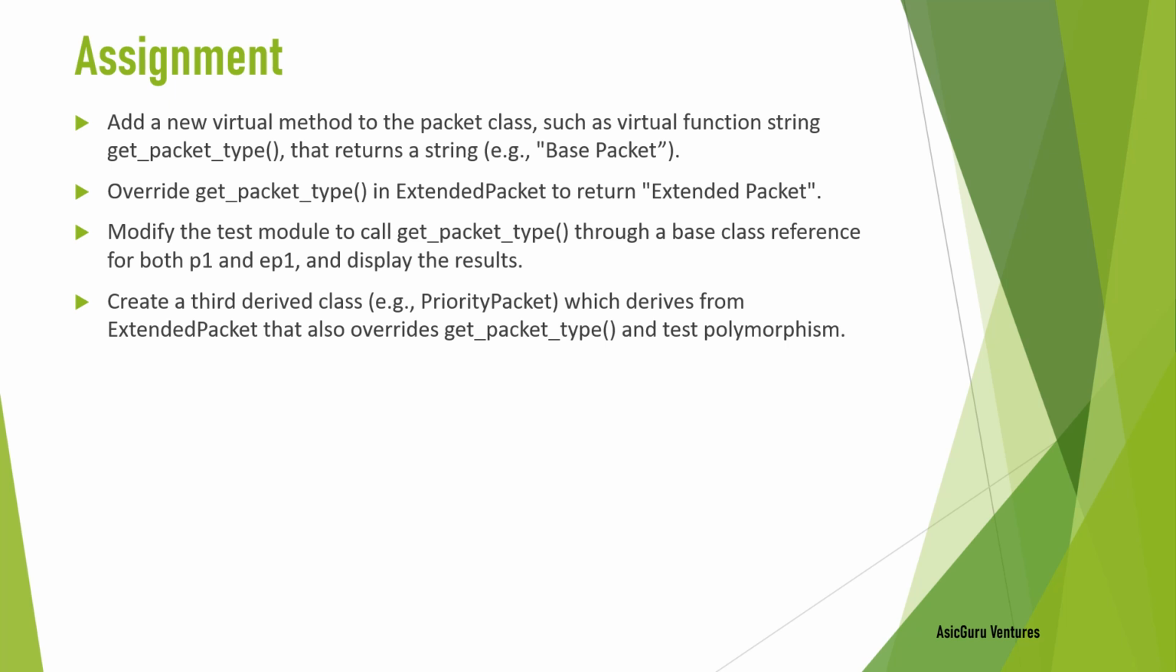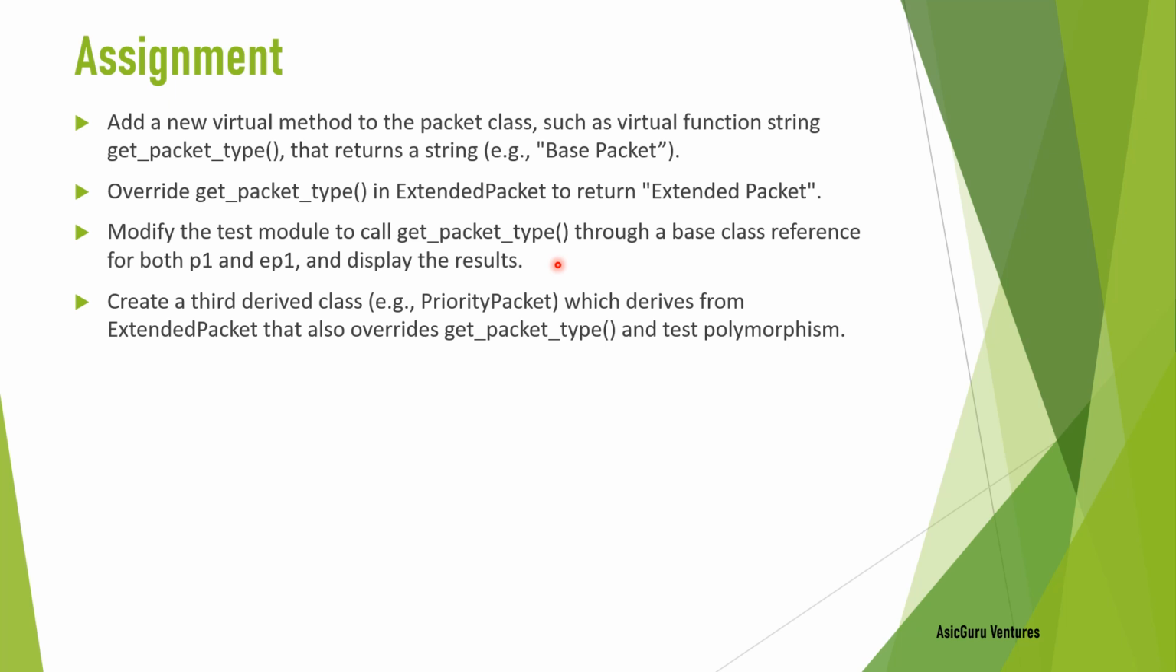Since we have understood how polymorphism works, this is a simple assignment to practice the concept. First, start by enhancing your packet class by adding a virtual method called getPacketType and return a string from this method, say base packet. Then override the same method in the extended packet class and return the string, say extended packet. Now modify your testbench module and create objects for both the base class and a derived class. Use a base class handle to call this method and observe how the correct method gets called depending on the actual object.